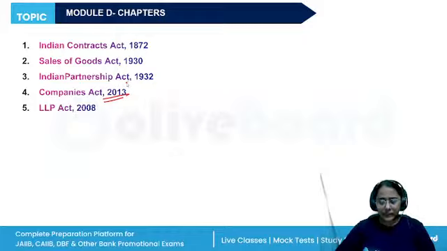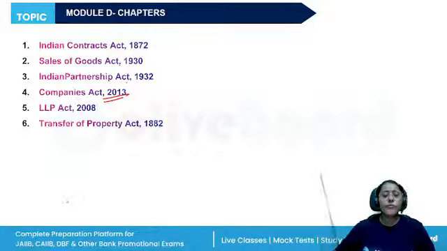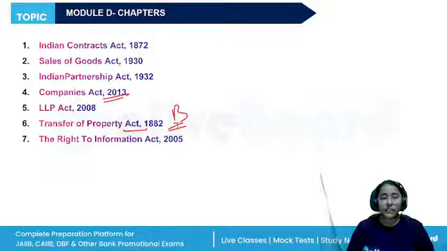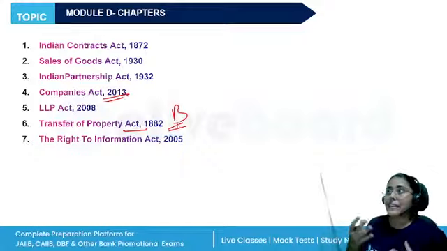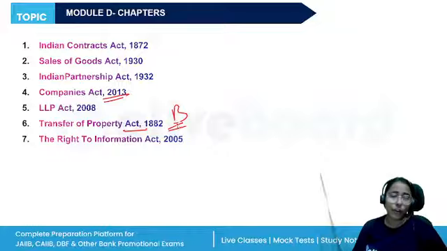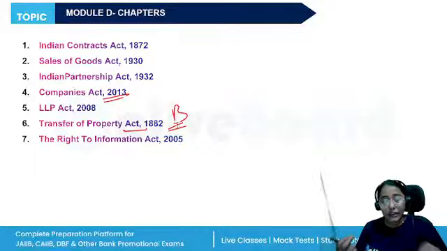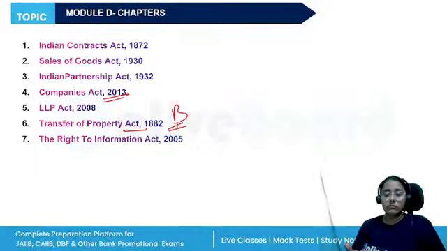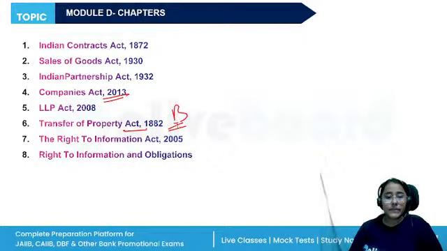Then simple acts like the Transfer of Property Act, which we will already be covering in module B as well, the different types of mortgages. The Right to Information Act: all the citizens can seek information from the public authorities. What is the procedure for that? What is the role of the public information officer? What rights do the citizens have if, let's say, any information is denied to them? So the right to information and obligations.